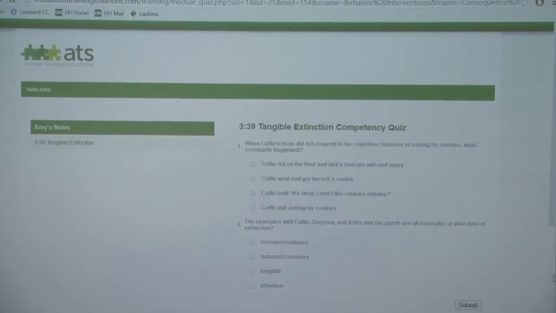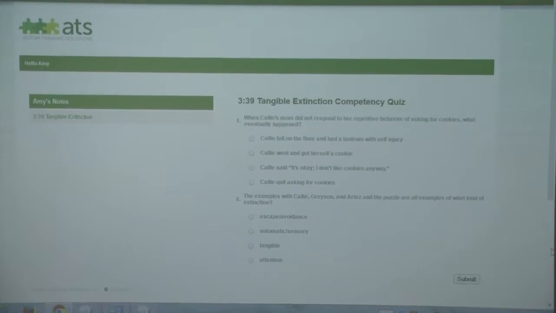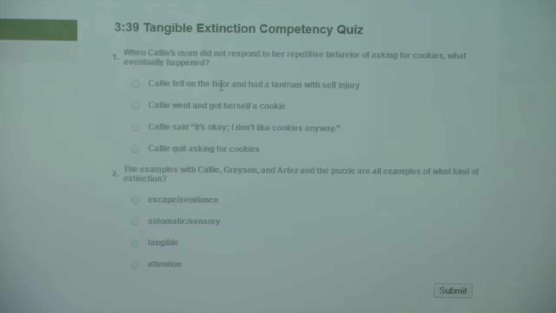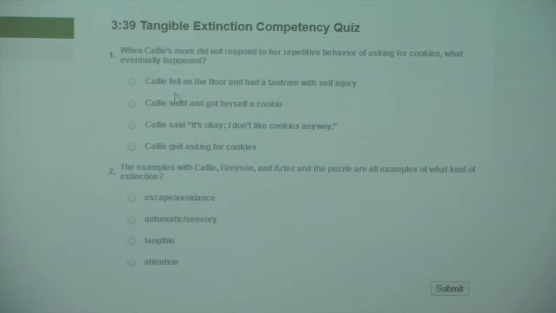When Callie's mom did not respond to her repetitive behavior of asking for cookies, what eventually happened? Callie fell on the floor and had a tantrum, a self-injury. Callie went and got herself a cookie. Callie said, "It's okay, I don't like cookies anyway," or Callie quit asking for cookies.